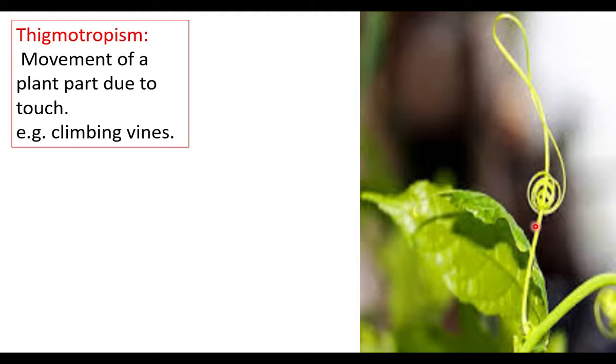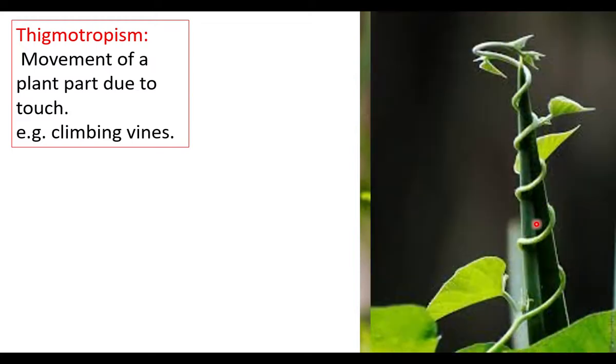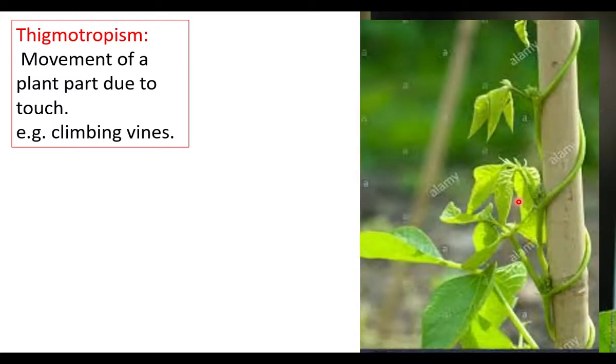The stem moves in all directions due to the activity of wind. When the stem touches a support, it starts to grow towards the support and coils around the support. This is thigmotropism. When the weak stem plant touches the support, it grows towards the support and coils around it. Here the stimulus is touch.